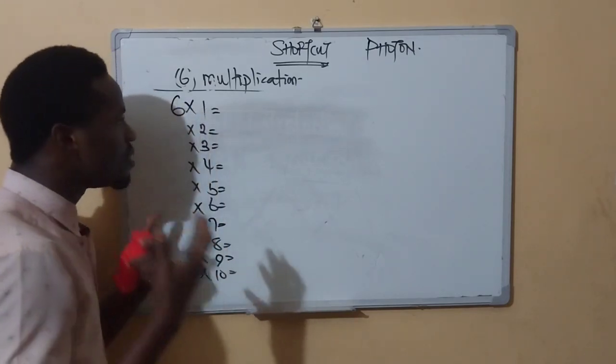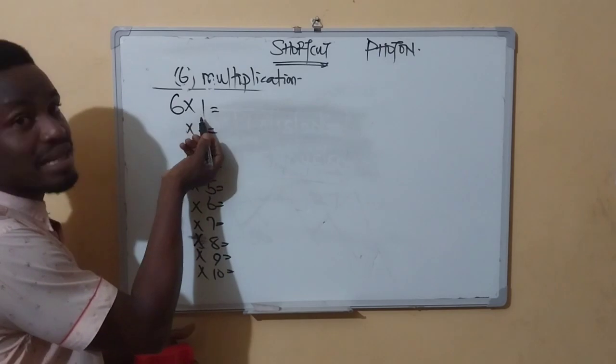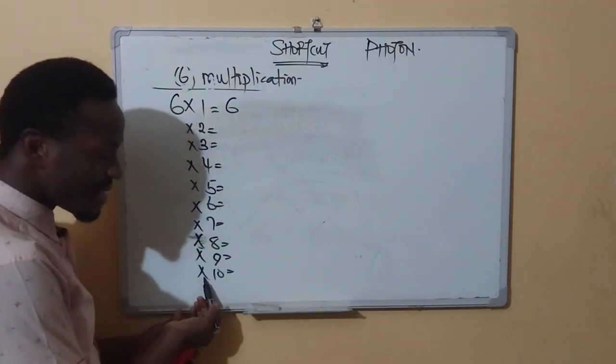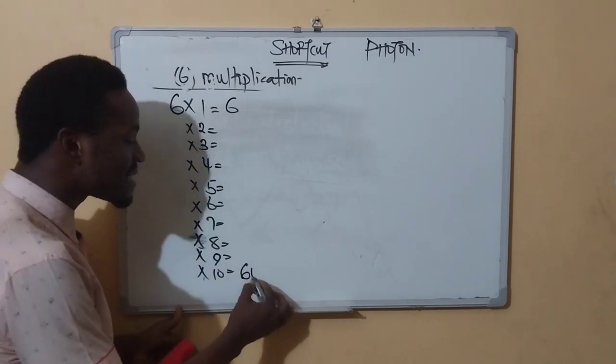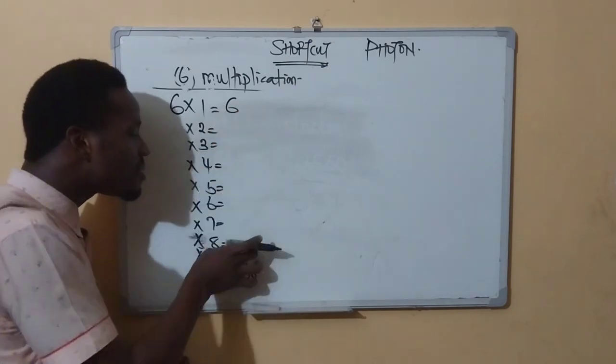Now, there are 2 values here that we already know the answer to. In that first row, it's 6 times 1. We all know it's 6. You don't need any soothsayer to tell you that. And the last value is 6 times 10. We all know it's 60. So these two values are very easy to remember. So now, how do we fill the remaining values?